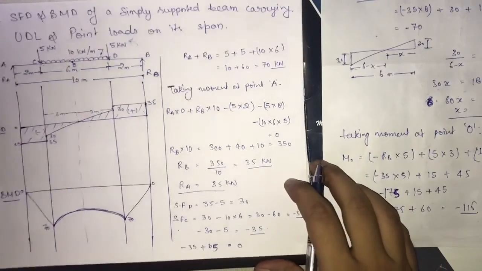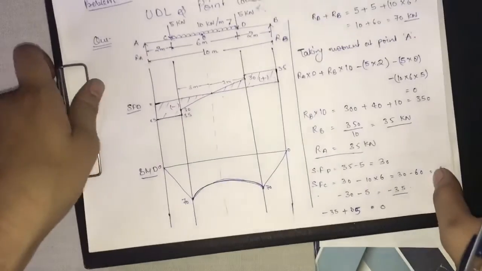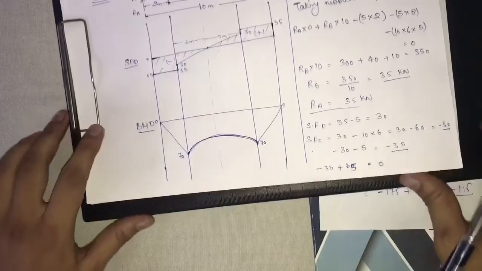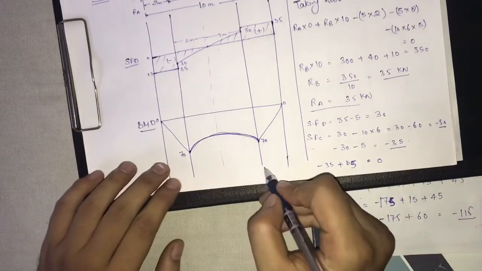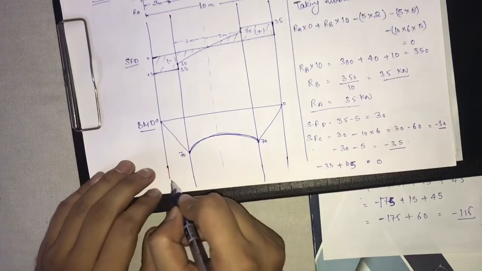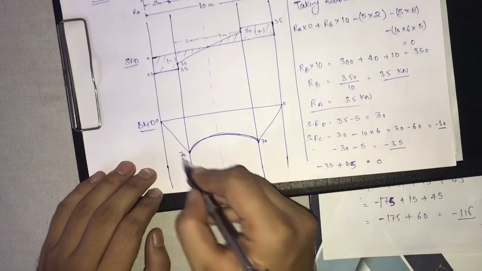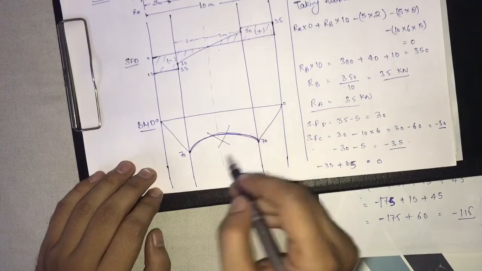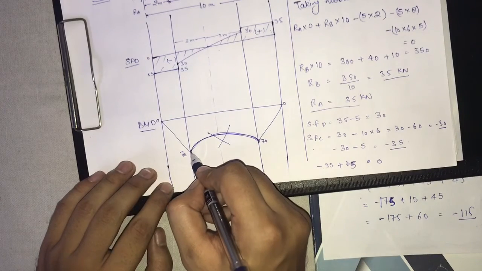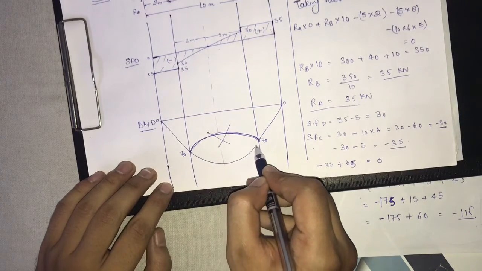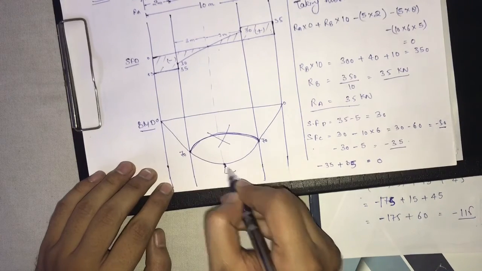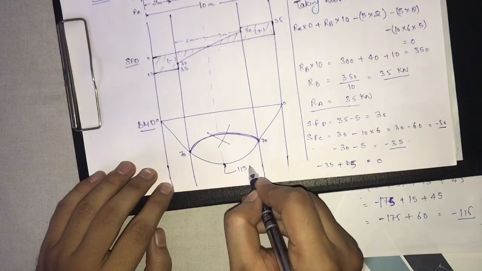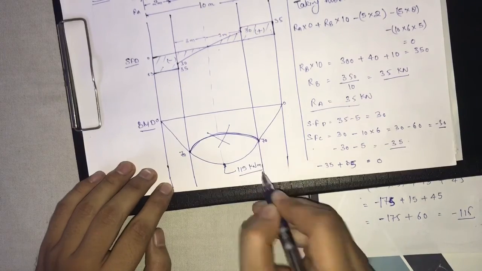So now we will draw the actual diagram of bending moment here. It is coming at minus 115, so it will go downwards. This is the wrong diagram, and the actual diagram will go like this, and this is the maximum bending moment point. Maximum bending moment is 115 kilonewton meter.